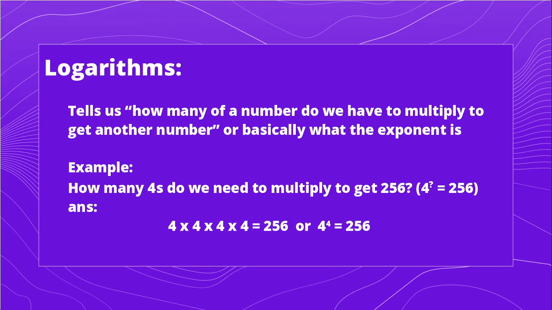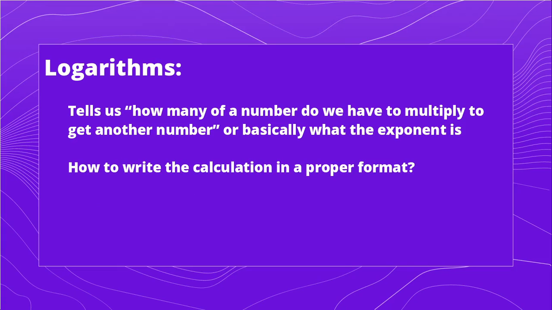The answer is 4 times. 4 into 4 equals 16, 16 into 4 equals 64, and 64 into 4 equals 256, which is our answer. We can also write this as 4 raised to the power 4 equals 256. But well, that was in an exponent form. How do we write it in the proper format? Let us take the previous calculation as an example.